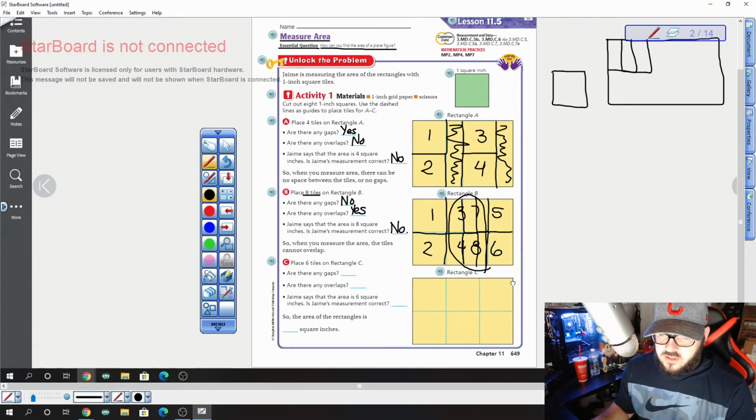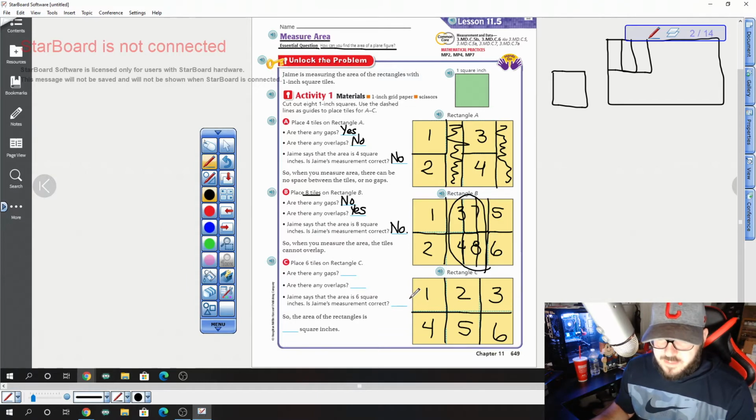Okay? Let's go ahead and place 6 tiles on this shape now. And you're going to notice just from the lines that we're going to trace here that this is going to work out pretty well for us. Okay? So cutting this shape into those square tiles. Okay? 1, 2, 3, 4, 5, and 6.